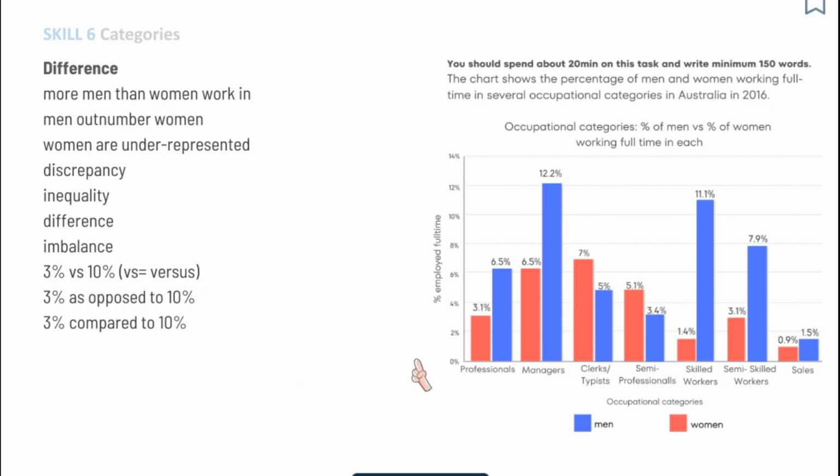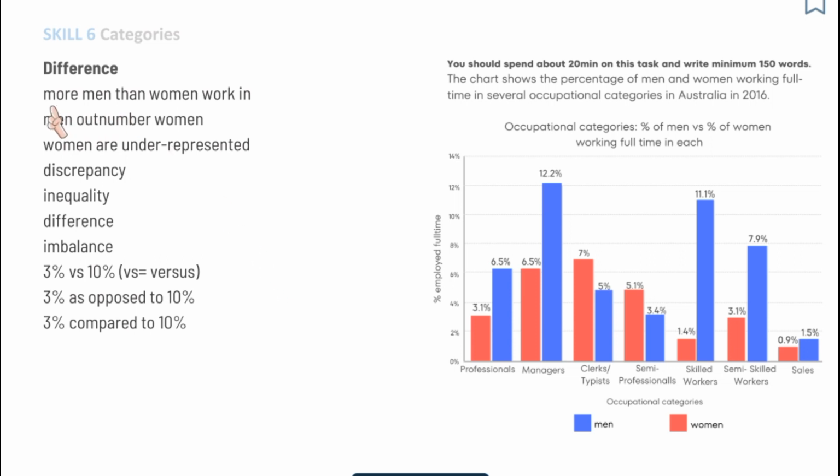You do remember that when you're writing a report, you're supposed to provide comparisons. And when you compare things, you mention things which are similar or different. So how can we talk about difference if, for example, we're talking about occupational categories and the number of men and women employed in these categories? So now at the screen you can see a few options. Let's go through them together.